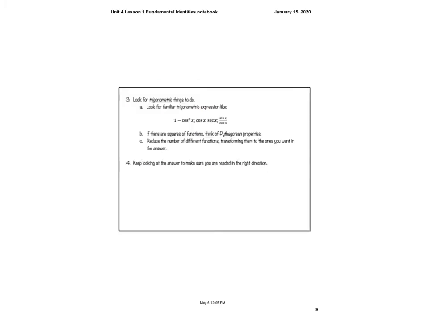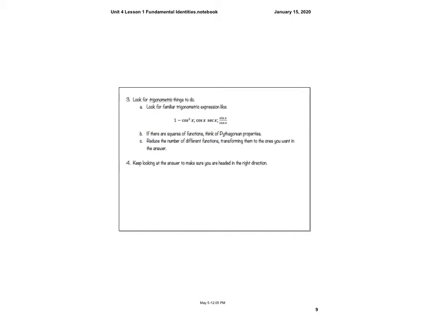We can also look for some trig things to do. Like replacing, as I was saying before, if sine squared is equal to 1 minus cosine squared, then you can replace the 1 minus cosine squared theta with sine squared theta. Or maybe you've got a cosine times secant, and you can replace the secant with 1 over cosine. Or maybe you've got sine over cosine, and you can replace that with tangent. So you're going to look for similar trig expressions so that you can replace them with something else.